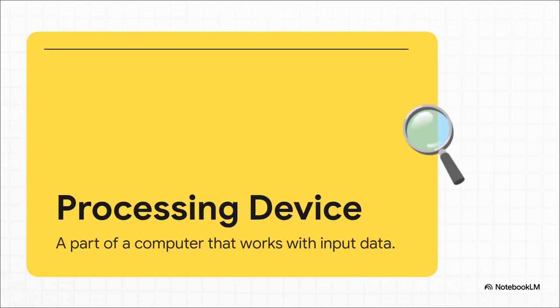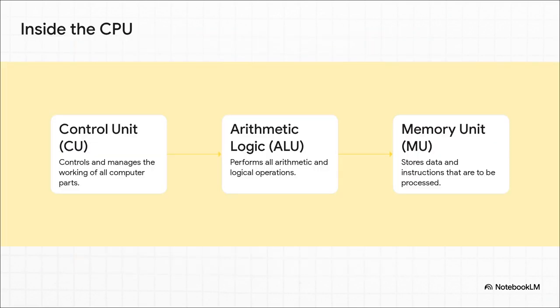Okay, so once all that data is in the computer, it needs to be understood. And that's the job of the processing device. We're talking specifically about the CPU, the central processing unit. This thing is, without a doubt, the brain of our entire operation. And inside this brain, you've got this tiny, super powerful team just cranking away.